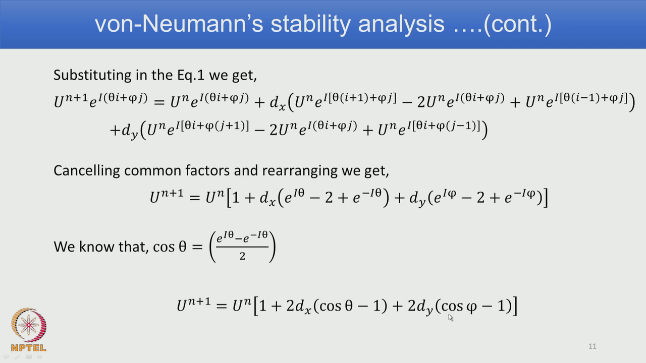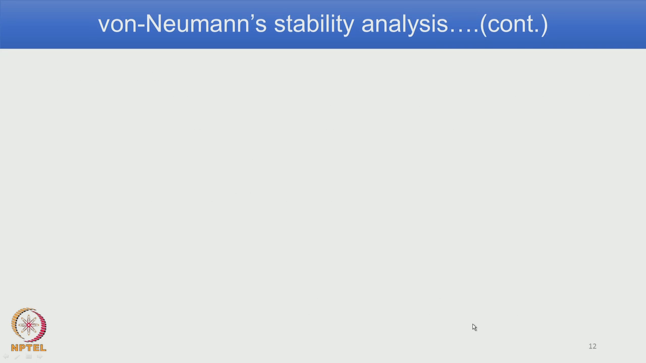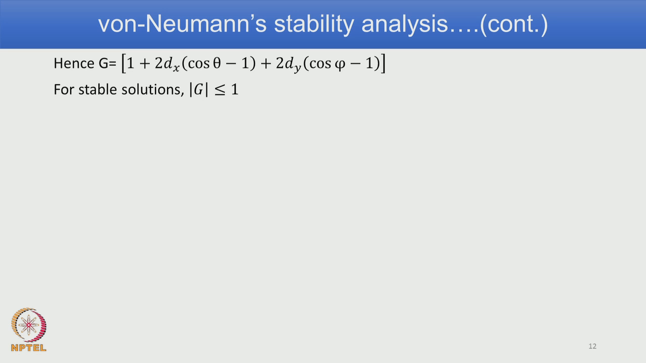Now, just like we did in the one dimensional situation, here also we have a condition for the terms which are written within this bracket. That is what is known as the amplification factor, which is given as g equal to 1 plus 2 times dx cos theta minus 1 plus 2 times dy cos phi minus 1. So, for a stable solution, the condition is modulus of g should be less than or equal to 1.